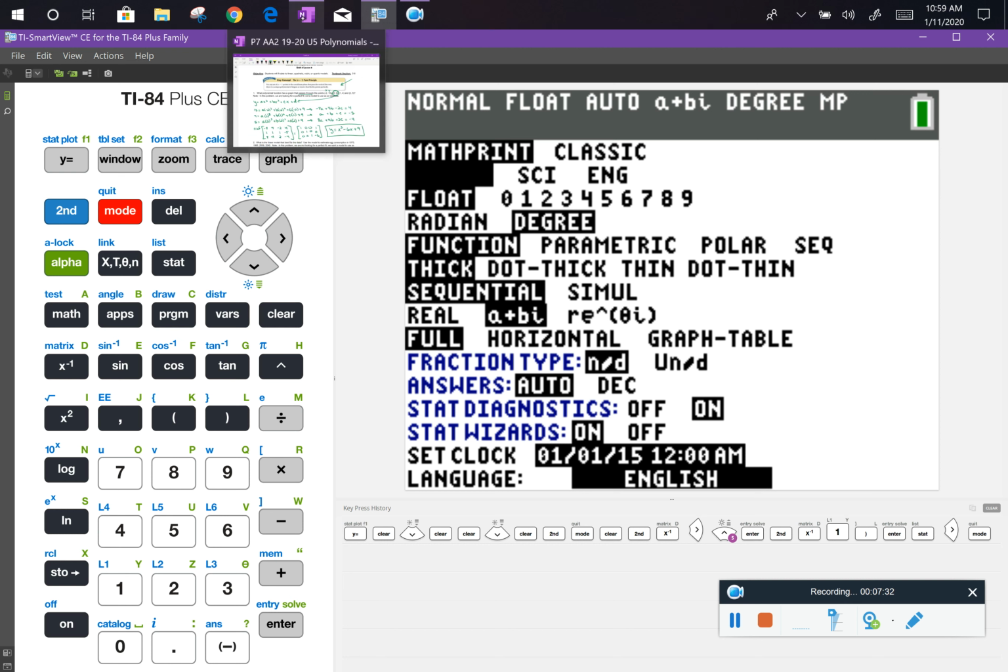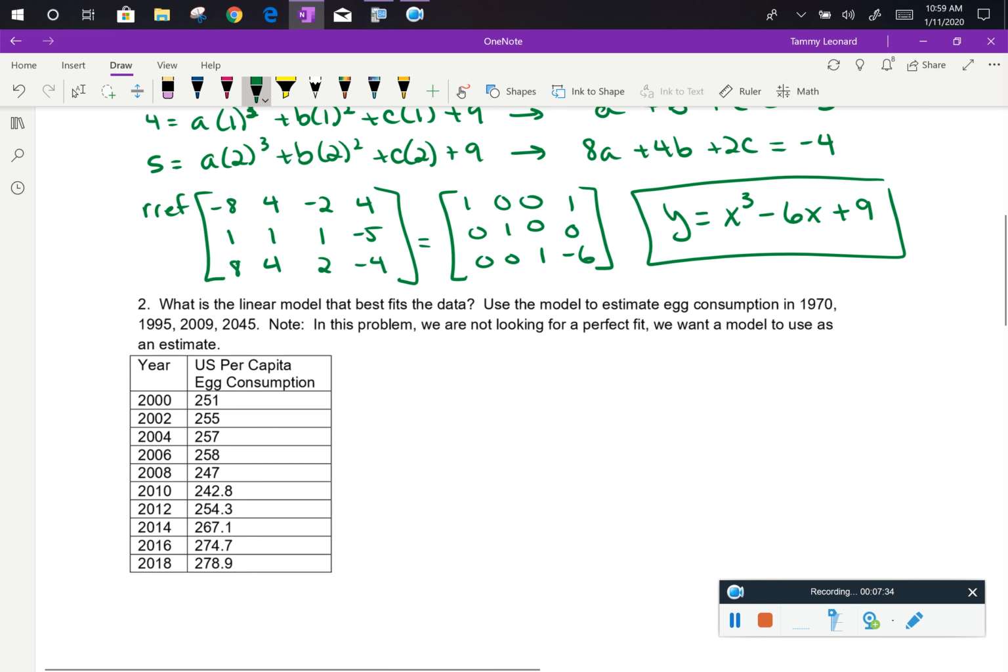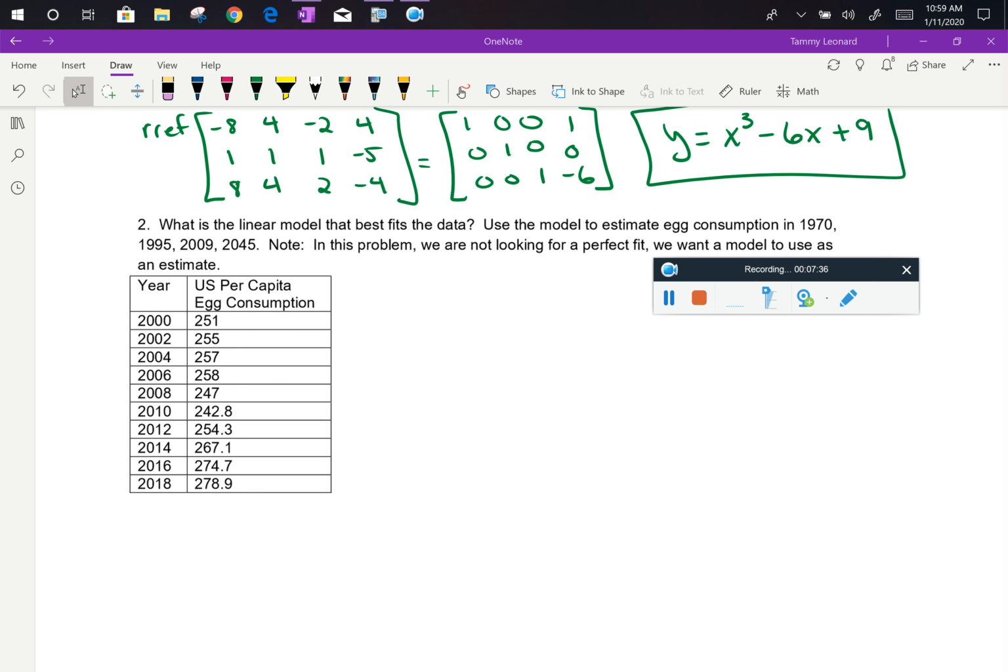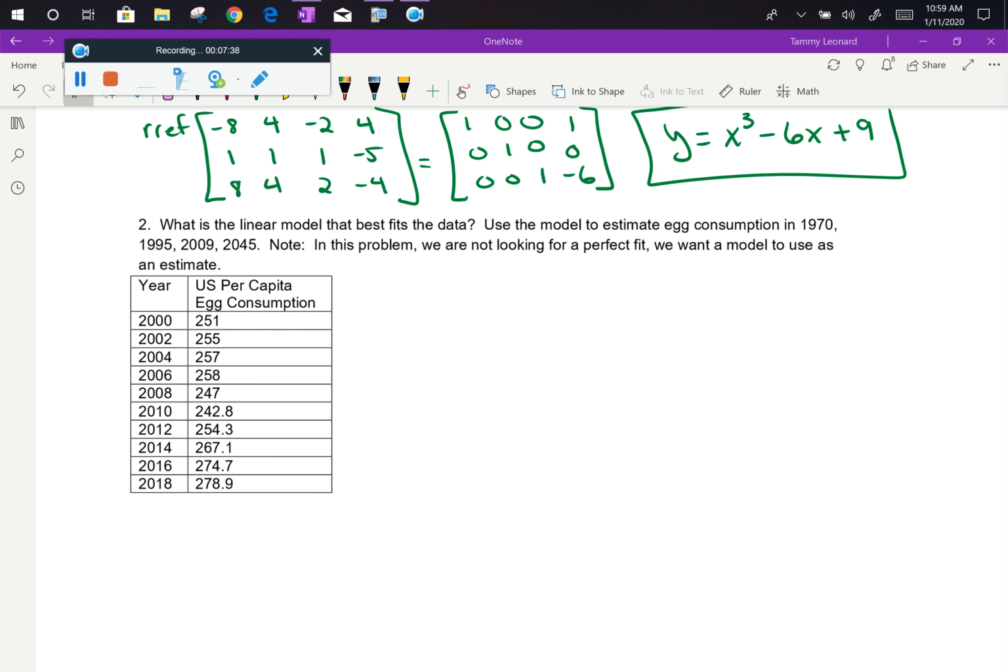All right, let's go back and look at the problem. The problem says, what is the linear model that best fits the data? Okay, linear model means linear regression. See the phrase best fit? That's what tells us we're actually doing a regression and not looking for a perfect fit. Also, look how much data there is in that table. For a linear model, I would only need 2 points if I was looking for an exact fit. So that's the other clue that we're really just doing a regression here.